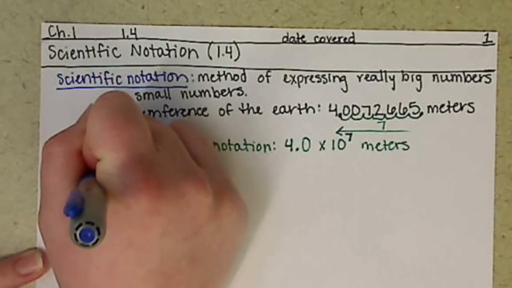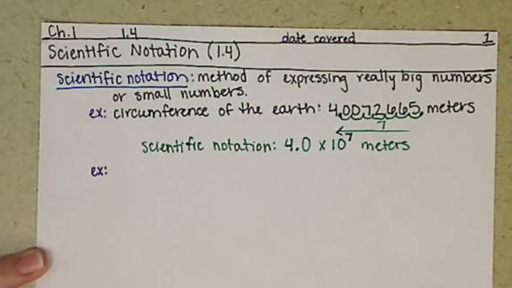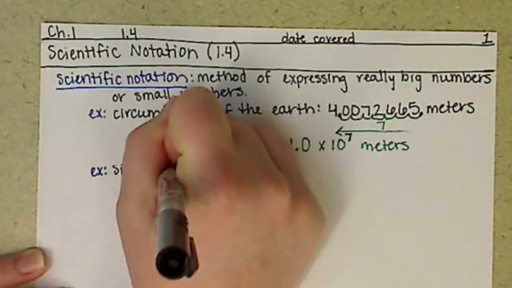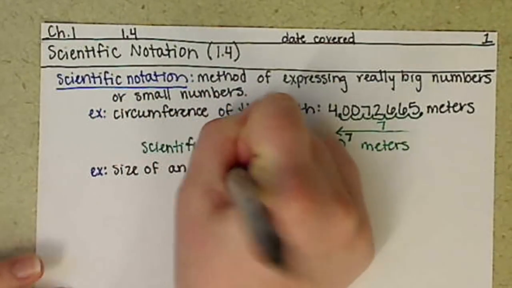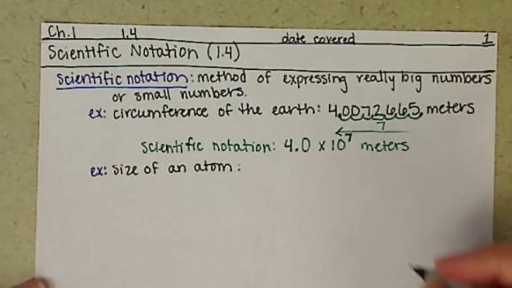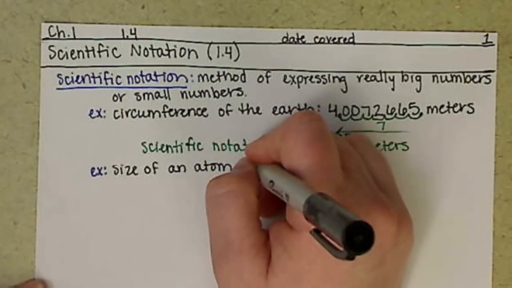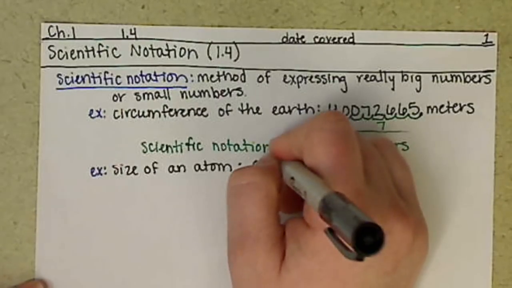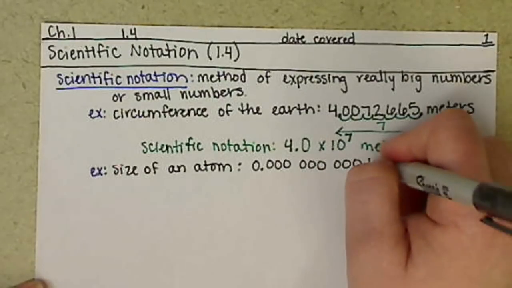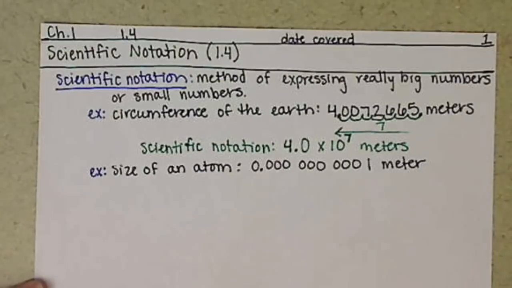All right, let's look at a really small number. So we have the size of an atom. I'm getting down into some chemistry now. Size of an atom is 0.00000000001 meter. Whew, that's a lot of zeros to keep track of. Much more convenient for us to write this in scientific notation.